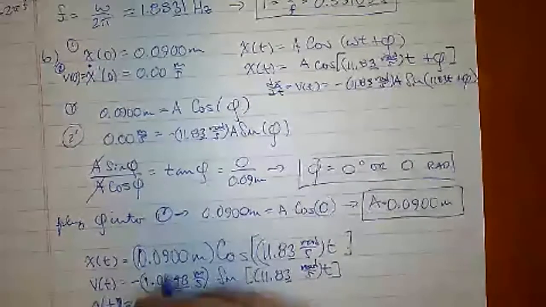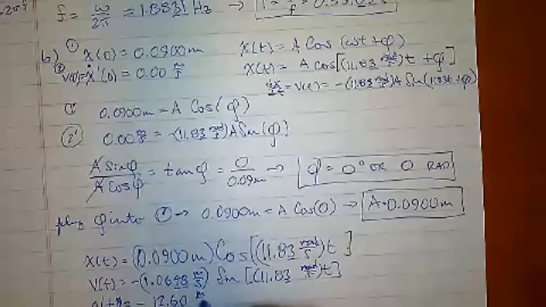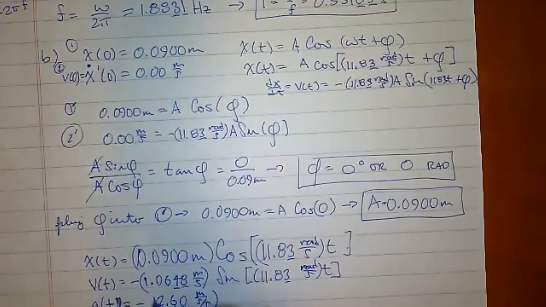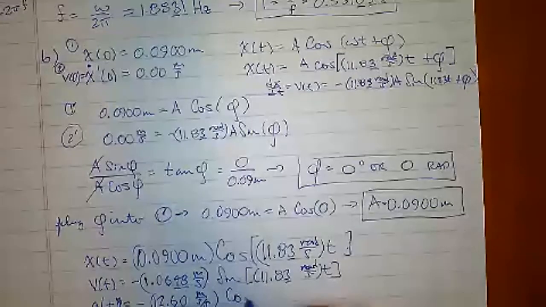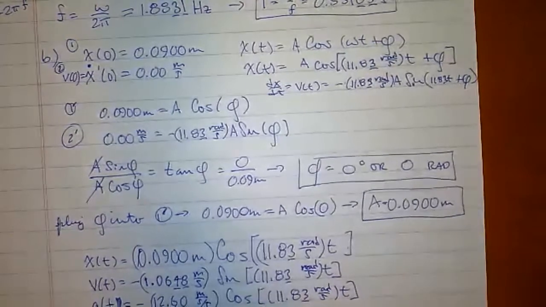So I get 12.6. So this is 12.6 meters per second times the cosine of 11.83 radians per second times t. So there's all our functions. There's our x of t, v of t, and a of t.